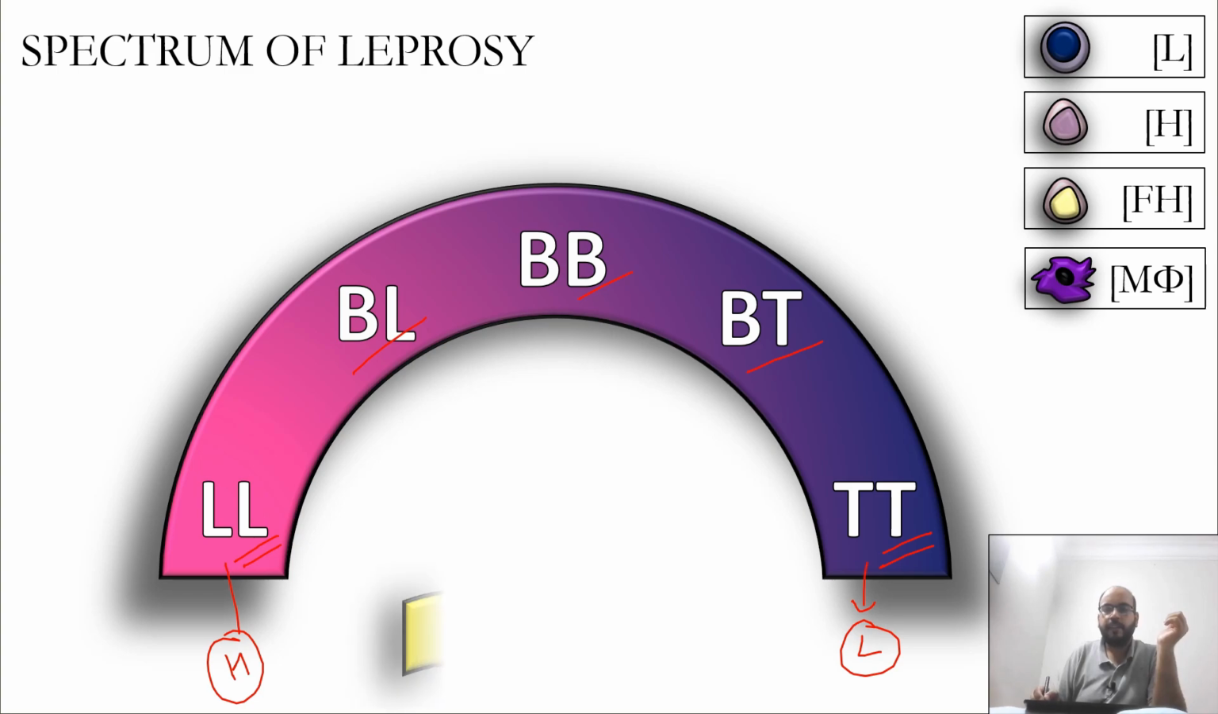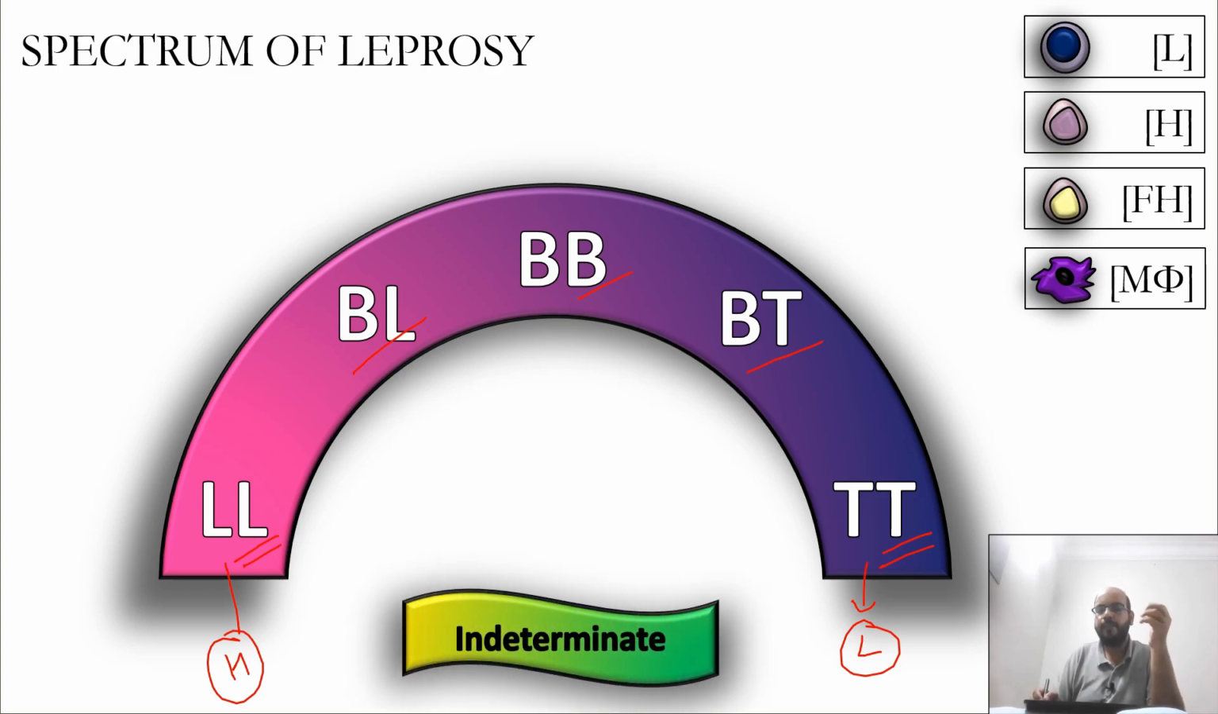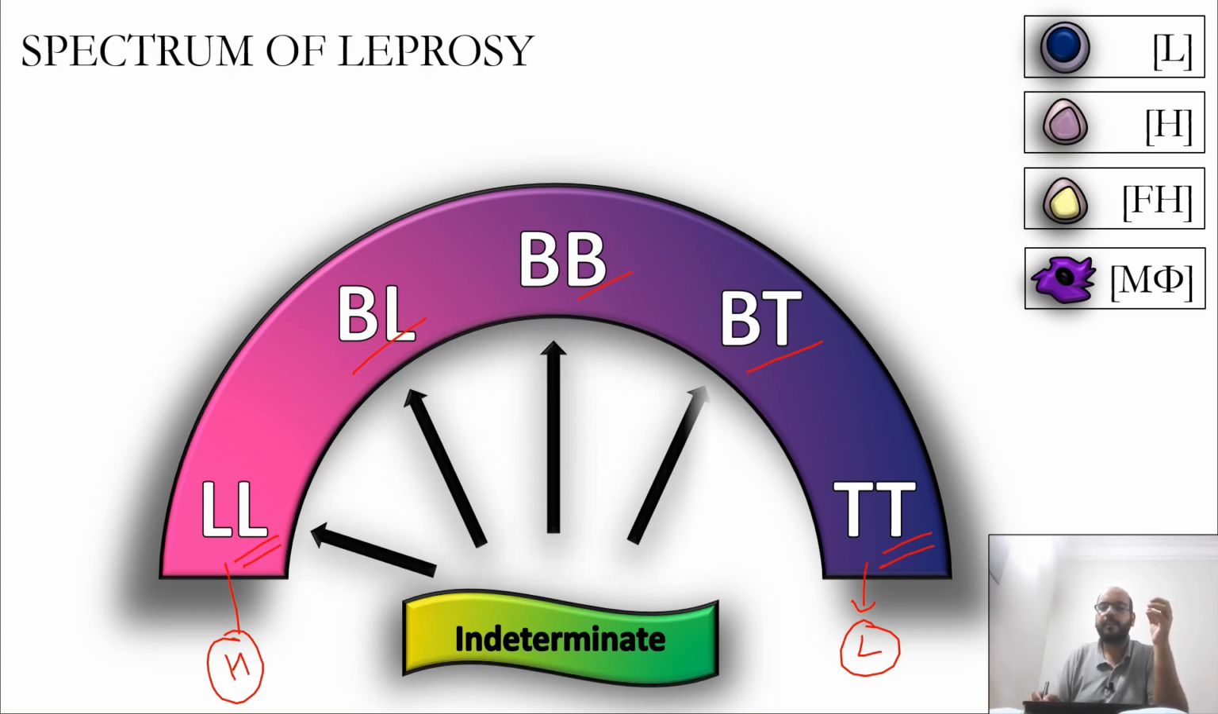We also have indeterminate leprosy. Now, indeterminate leprosy, as the name suggests, has not yet progressed to that extent so that we can classify it into a certain segment. Okay, so indeterminate leprosy can actually go forward, the disease can go forward, and then the segregation can happen to a certain sector of the spectrum. Okay, so indeterminate leprosy can lead to any of the stages of the spectrum.